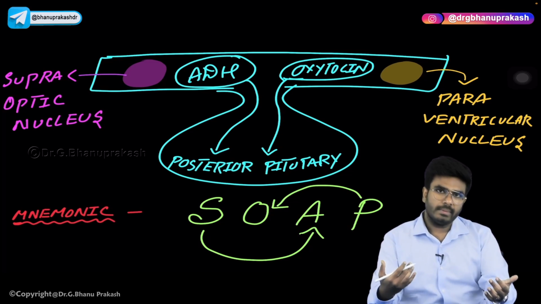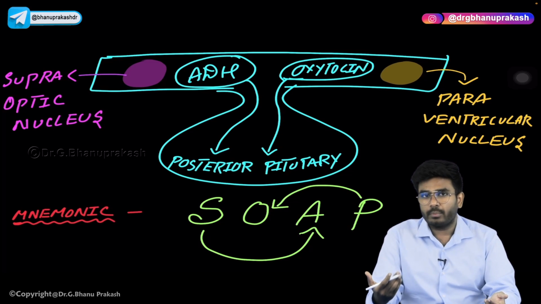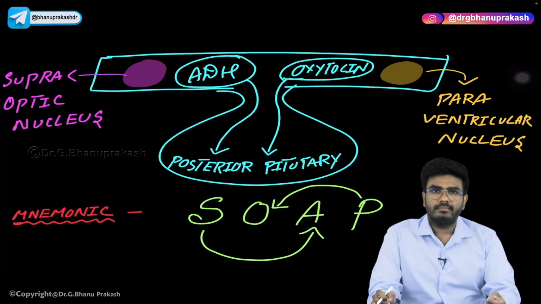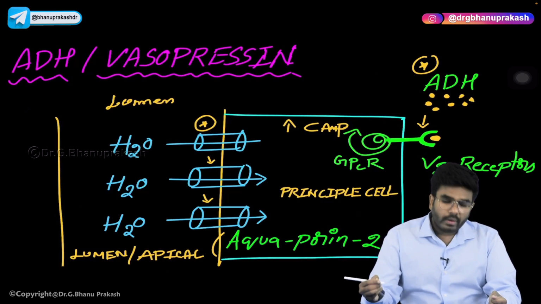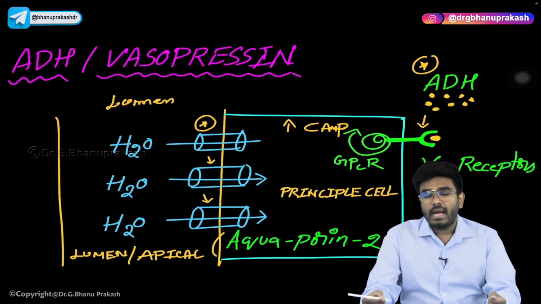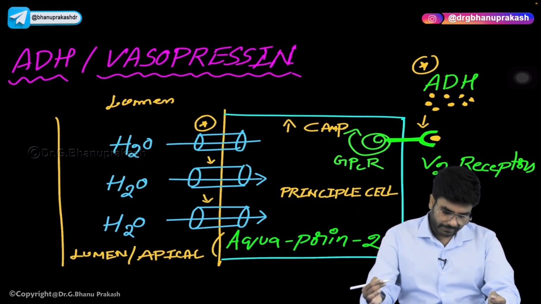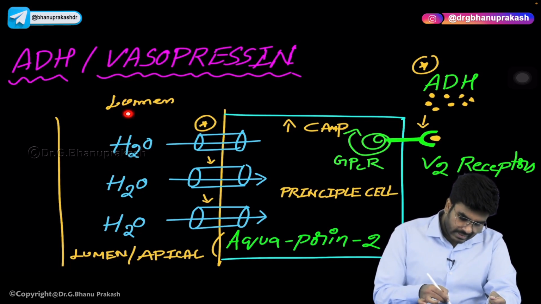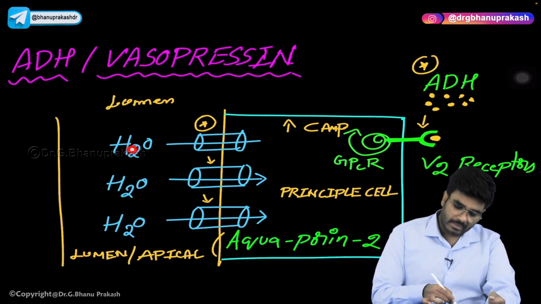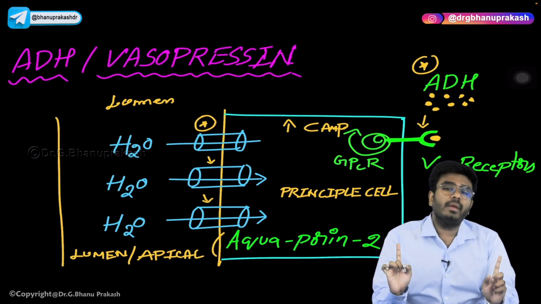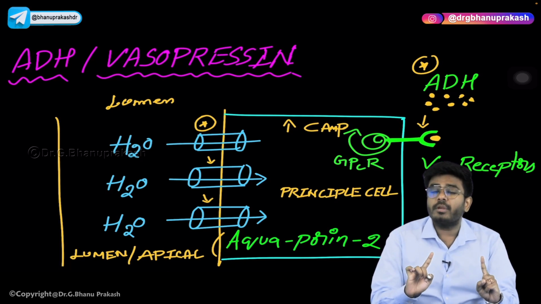So this is how you can remember the hormones which are getting produced from the hypothalamus and getting stored in the posterior pituitary. Now let's see how antidiuretic hormone or vasopressin is going to act on the collecting ducts and how reabsorption of water is going to happen. Guys, this is the lumen of the collecting duct. This is the place where your urine is flowing and this is the place where water is there. Normally, I have already taught you collecting ducts are impermeable to water. Collecting ducts are not reabsorbing any water.